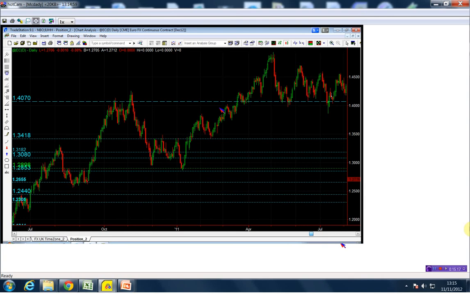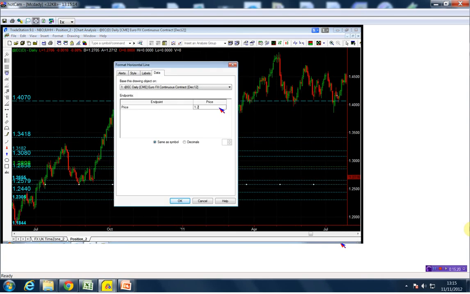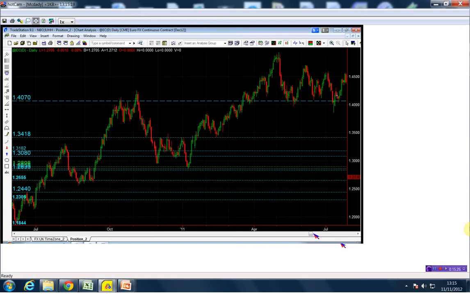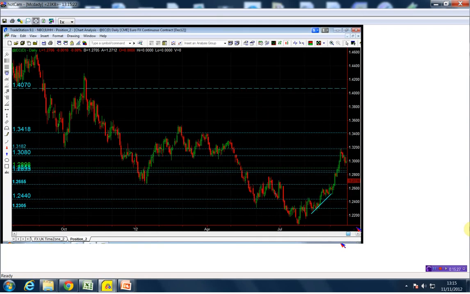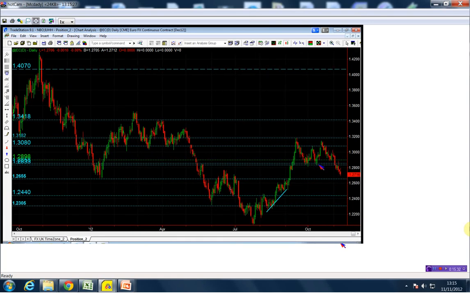So we're building, as you can see here. That is a pretty serious structural point. Number one, it has been tested twice, so this gives it the double validity or the double strength. Breaking it here, we broke it with momentum. We came back and tested back above it, and then we failed. So with this, I am looking for a further decline in the euro.